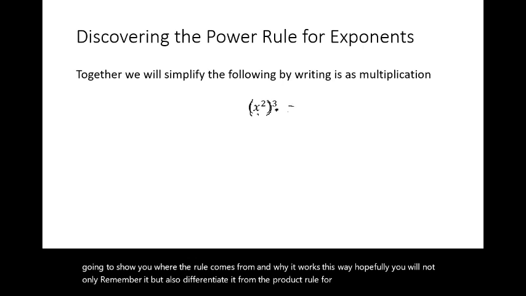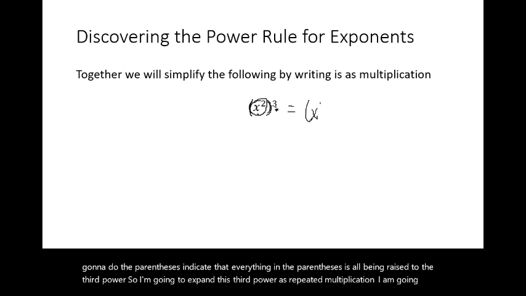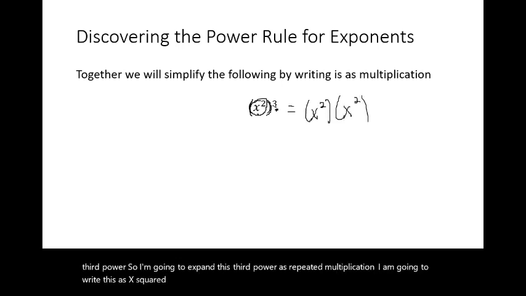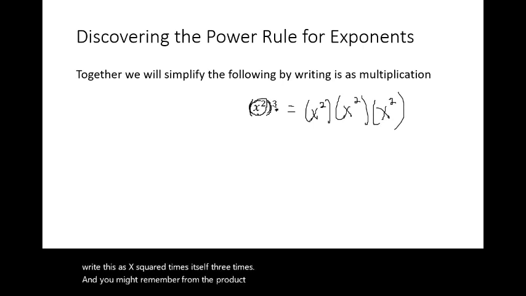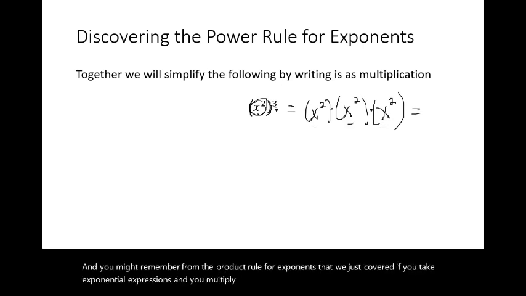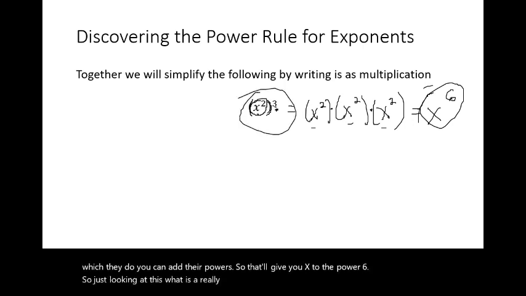The parentheses indicate that everything in the parentheses is all being raised to the third power. So I'm going to expand this third power as repeated multiplication. I am going to write this as x squared times itself 3 times. You might remember from the product rule for exponents that we just covered, if you multiply exponential expressions together, as long as they all have the same base, which they do, you can add their powers. So that'll give you x to the power 6. So just looking at this, what is a really quick way to go from start to finish without having to do any of this work in the middle?